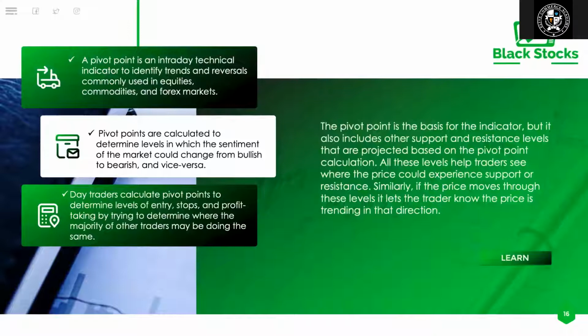A pivot point is an intraday technical. All right, we went over that. Pivot point is the basis for the indicator, but it also includes other support and resistance levels that are projected based on pivot point calculations. All these levels help traders see where the price could experience support or resistance. Similarly, if the price moves through these levels, it lets the trader know the price is trending in that direction. So I use the pivot points to help me decide what direction the market is going in.